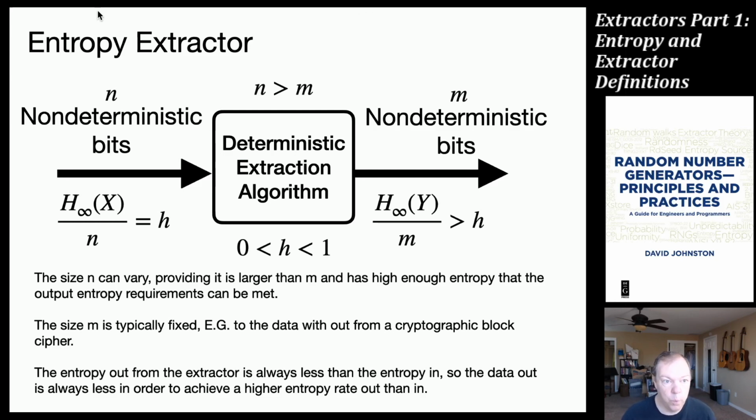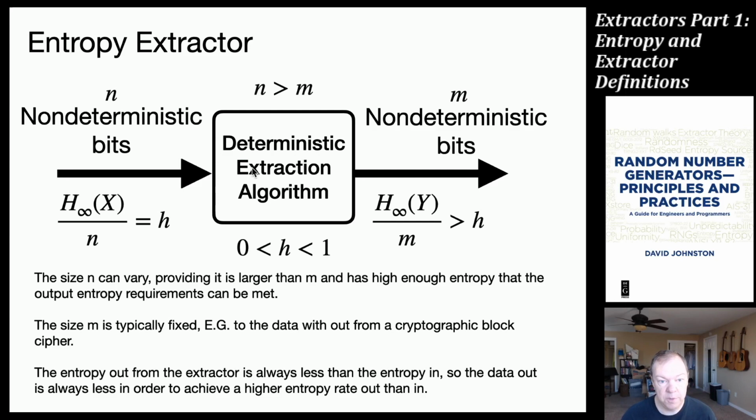So we then get on to defining an entropy extractor. So we're almost done here. And I'm just going to define the entropy extractor. In further videos, we'll look at actual entropy extractors. We're going to take a number of non-deterministic bits. So they contain some entropy. And the entropy rate is the entropy of the source over the number of bits we're getting from that source. And we'll call that h, little h.